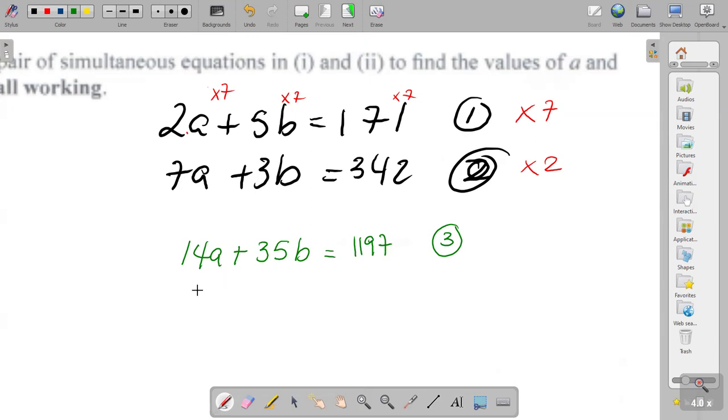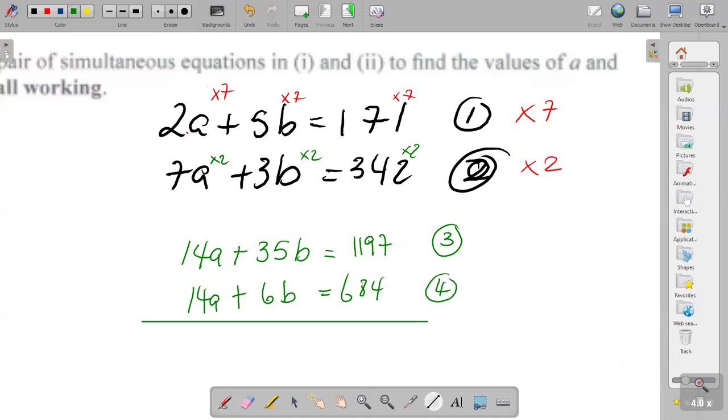Let's go 7A times 2, 14A plus, so all of these are going to be times 2, times 2, times 2. So this is going to be 6B equal 342, that's 684. This is going to become equation 4, right? Now, can I eliminate now? Yes, because now I have 2 terms in both equations that match.